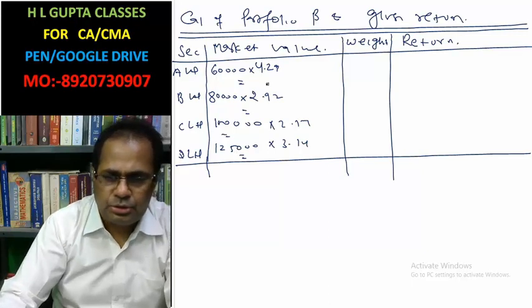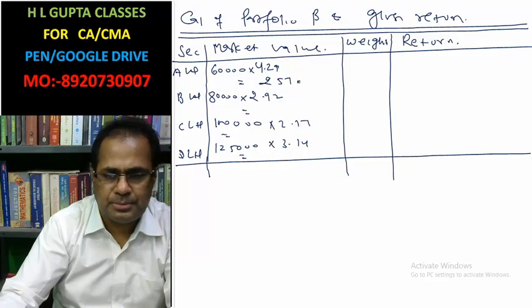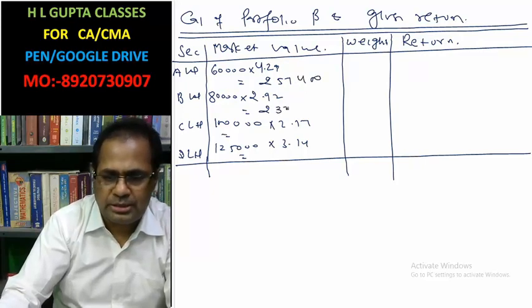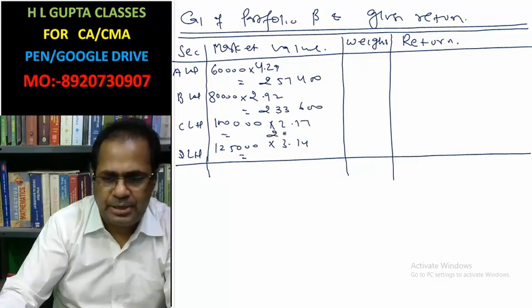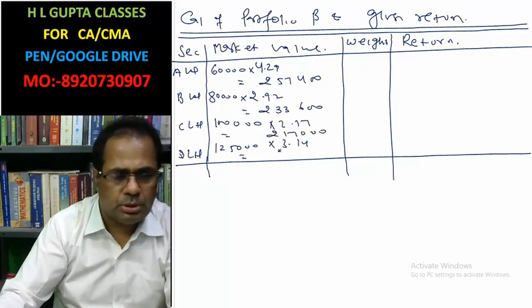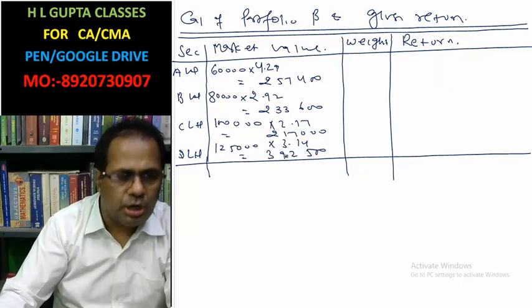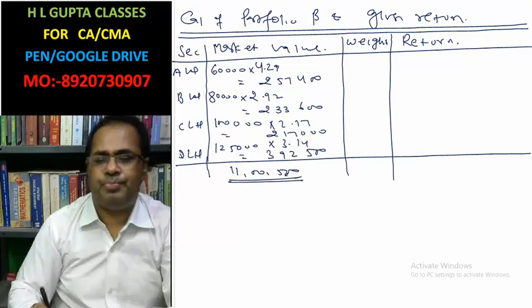The market values are 2,57,400, 2,33,600, 2,17,000 and 3,92,500. Total market value is 11,00,500. This is the market value.